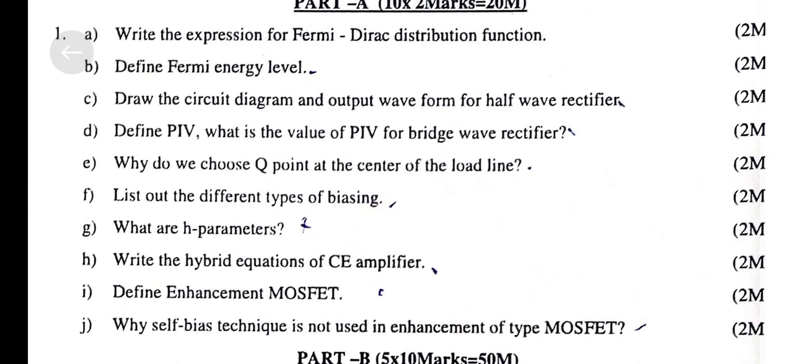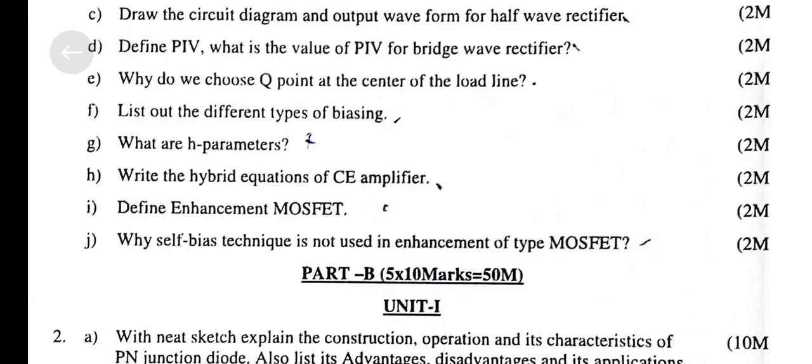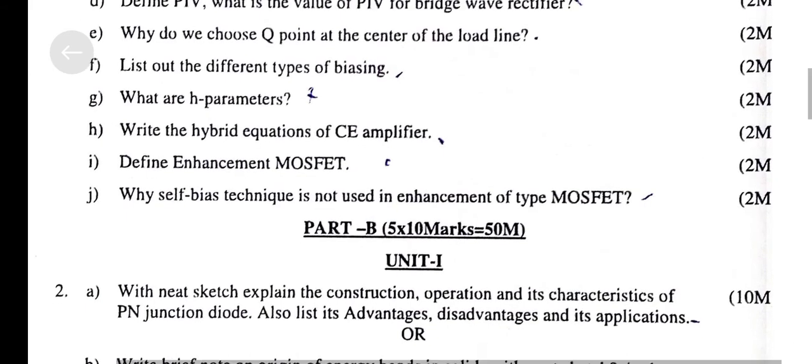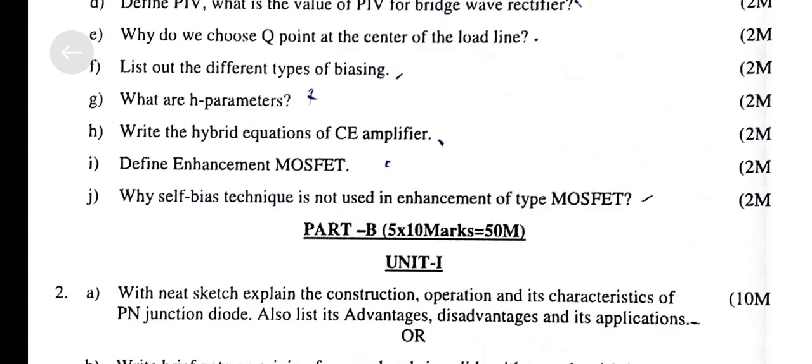Question E, why do we choose Q point at the center of the load line? Question number F, list out the different types of biasing. Question G, what are h parameters? Question H, write the hybrid equations of CE amplifier.